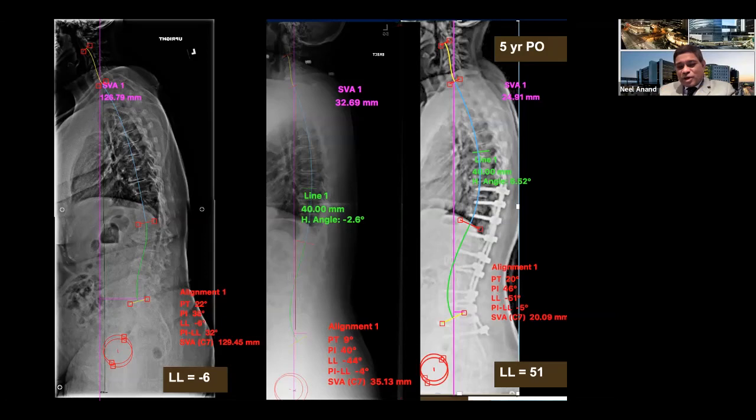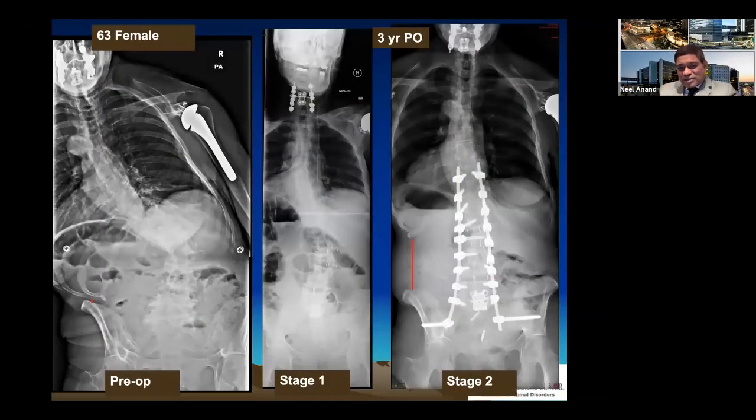If I had seen this pre-op 20 years ago, I probably would have done a T2 to pelvis. And you're going to see this consistently again, where we're getting this. There's another patient, massive, but a degenerative curve. Look how she corrected quite a bit by just lining her up.